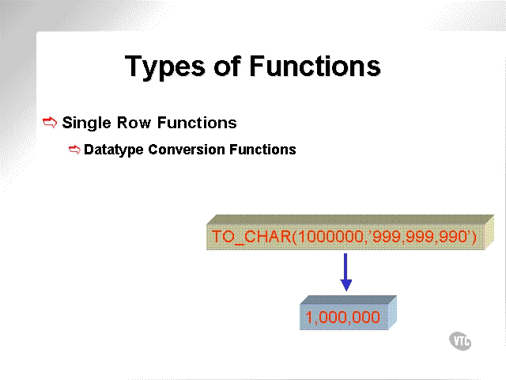A subsidiary of single row functions are data type conversion functions. Data type conversion functions do literally as they say. They convert between data types. In other words, they convert from characters to numbers, vice versa, and dates to characters, etc. As you can see from the function here, I've taken a number, 1 million, I've applied a format to it, which is comma delimited, and I come out with a character value of 1 million delimited by commas.